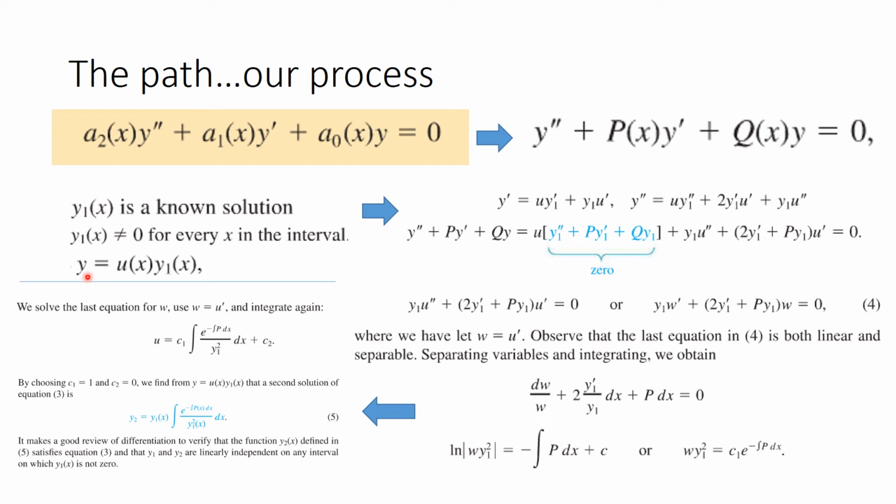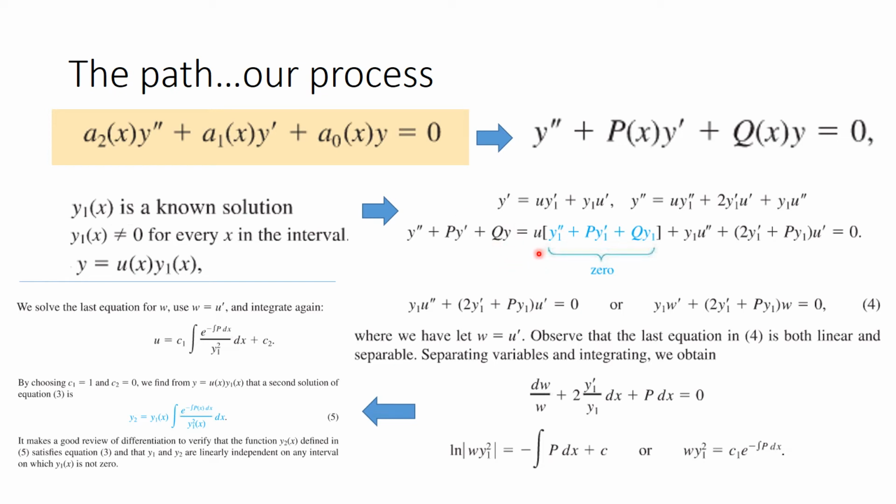And so we say the general solution then, y is going to be u of x times y1 of x. So now we're going to take this and substitute it into this equation. So we take the first derivative and the second derivative, and we plug it into that equation. Actually, we're plugging it into this equation, excuse me. And we do the calculations and reorganize things.